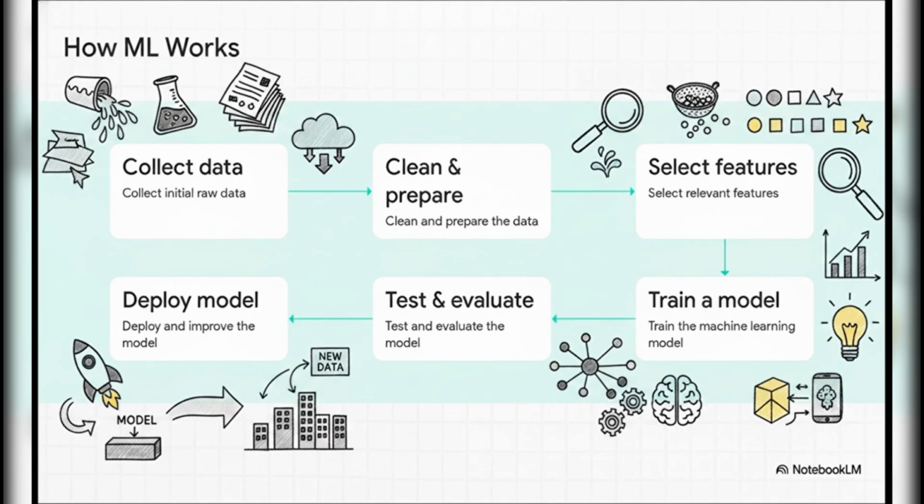Then we hit Step 4, which is the magic moment, training the model. This is where you let the algorithm actually find those patterns. Step 5, you test and evaluate it against brand new data. You have to make sure it didn't just memorize the answers, but that it actually learned the underlying concepts. And finally, step 6, you deploy the model into the real world and you continuously improve it. So, raw data goes in and a smart, capable model comes out.